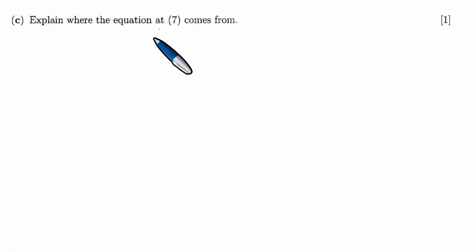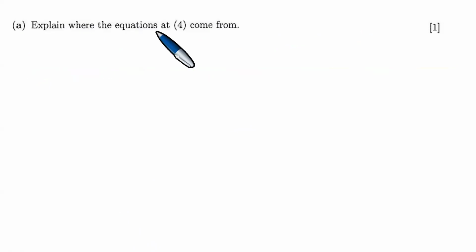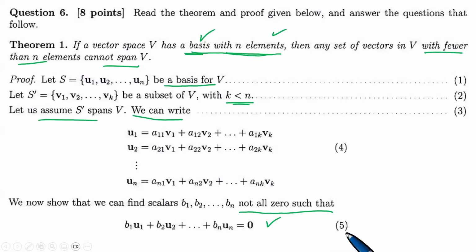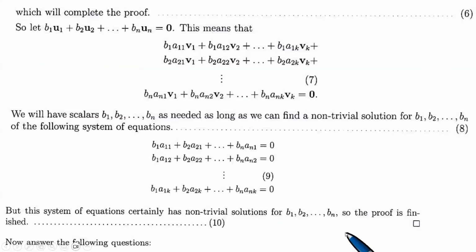Right, explain where the equation at 7 comes from. Let's check. Explain where the equation at 7 comes from. Right, this one. Okay, right, let's see. So now if you look at this, let this one be equal to 0. This means that you have this particular thing. Then there is an equation.